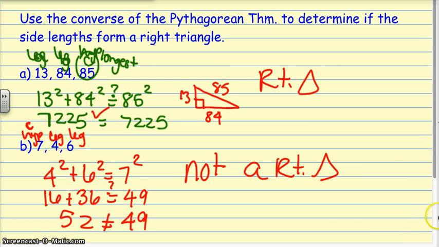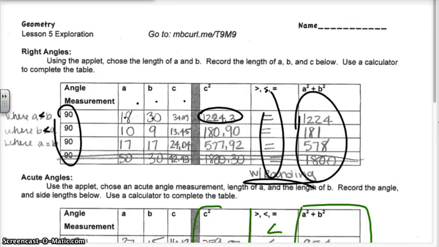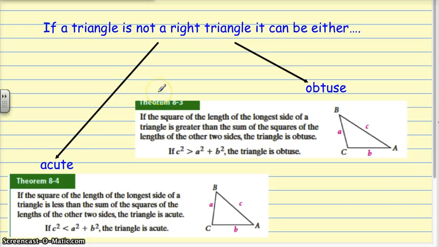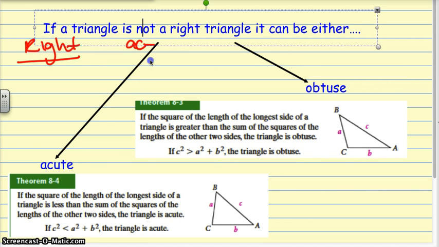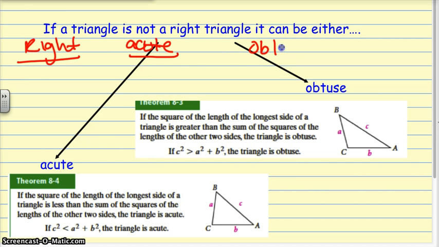All right, so the next question is, if they don't make a right triangle, then what kind of triangle do they make? We need to be able to figure that out as well. So if something is not a right triangle, it can be either acute or obtuse. So in your notes, it kind of gives you a spot where it says right with a line underneath it, acute with a line, and obtuse with a line.